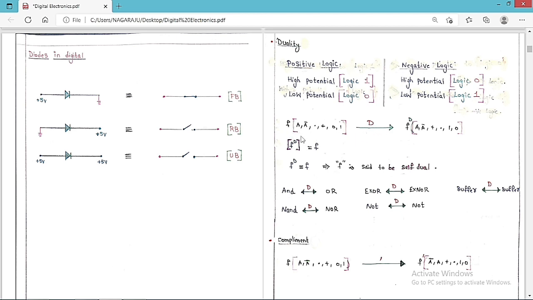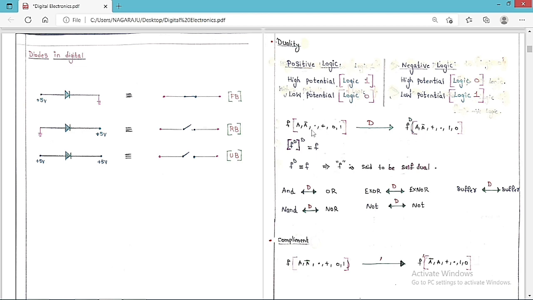Suppose there is a function in this format, having a bar, dot, plus, 0, 1. Dot means AND and plus means OR. Suppose I apply the duality on this function. Do not change A and A bar. Just change the dot to plus, plus to dot, 0 to 1 and 1 to 0. So never change the values A or A bar. They will remain as they are.